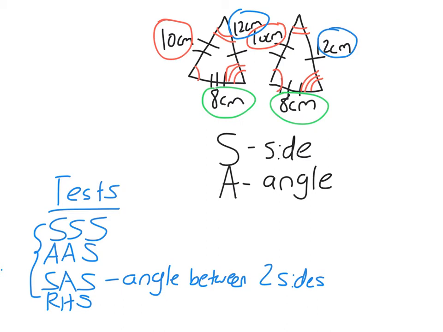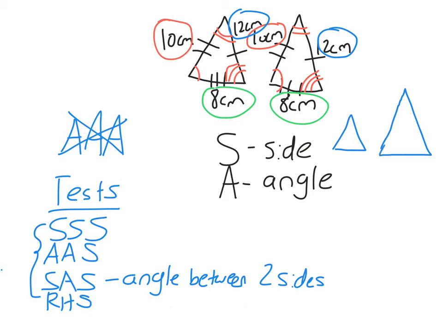Now, I just want to make clear that the test AAA you will come across later, but that's not a test for congruence. I know it might mess with your head. If two triangles have three pairs of equal sides, they will definitely have three pairs of equal angles. However, if I know that two triangles have three pairs of equal angles, they may not have three pairs of equal sides. Now, an easy example to draw here is two equilateral triangles.